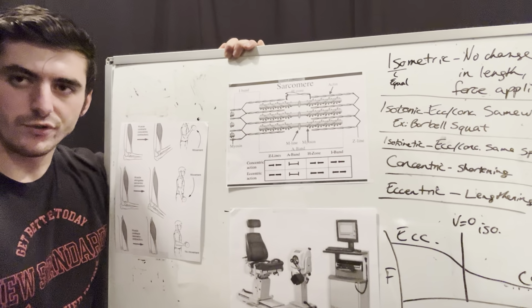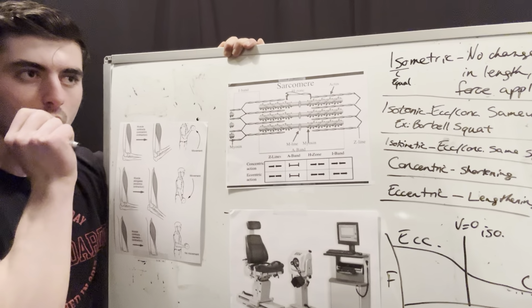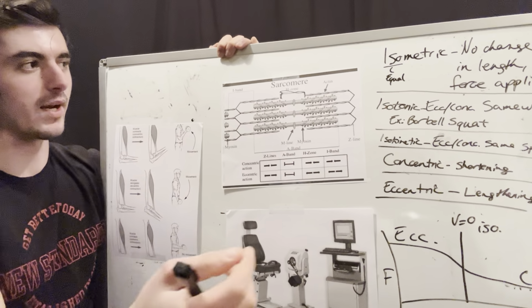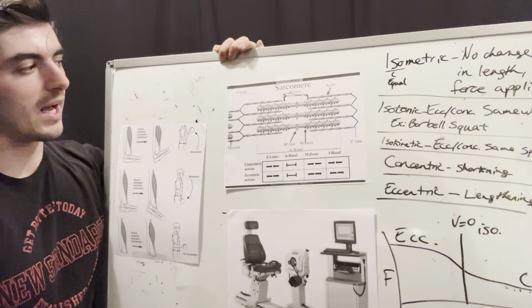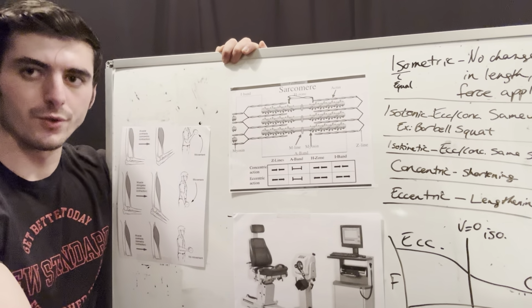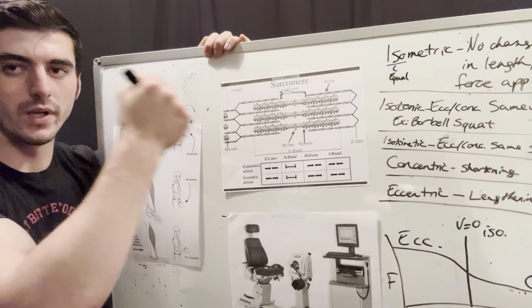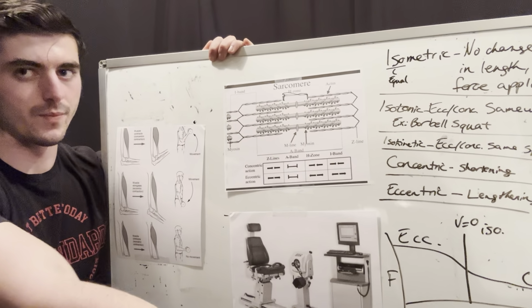Then we have our concentric, which is the shortening of the muscle tissue. Our H zone is going to shorten and our I bands are going to come closer together. And then lastly, we have the eccentric, which is the lengthening of the muscle tissue, where the H zone is actually going to lengthen out and we're going to get a lengthened out muscle contraction.